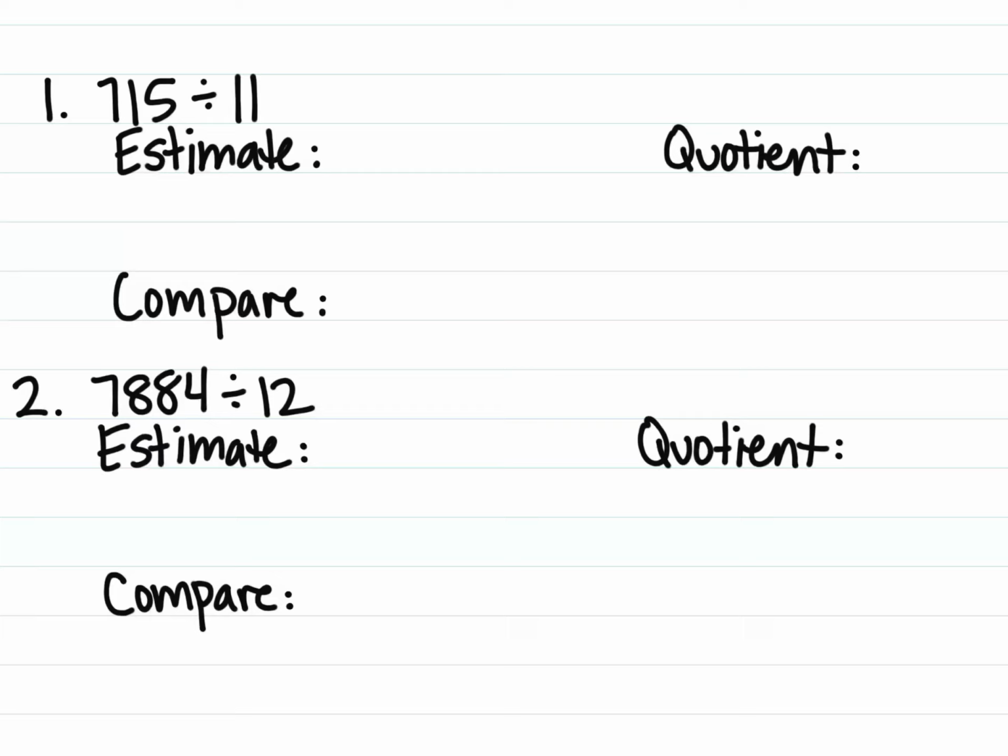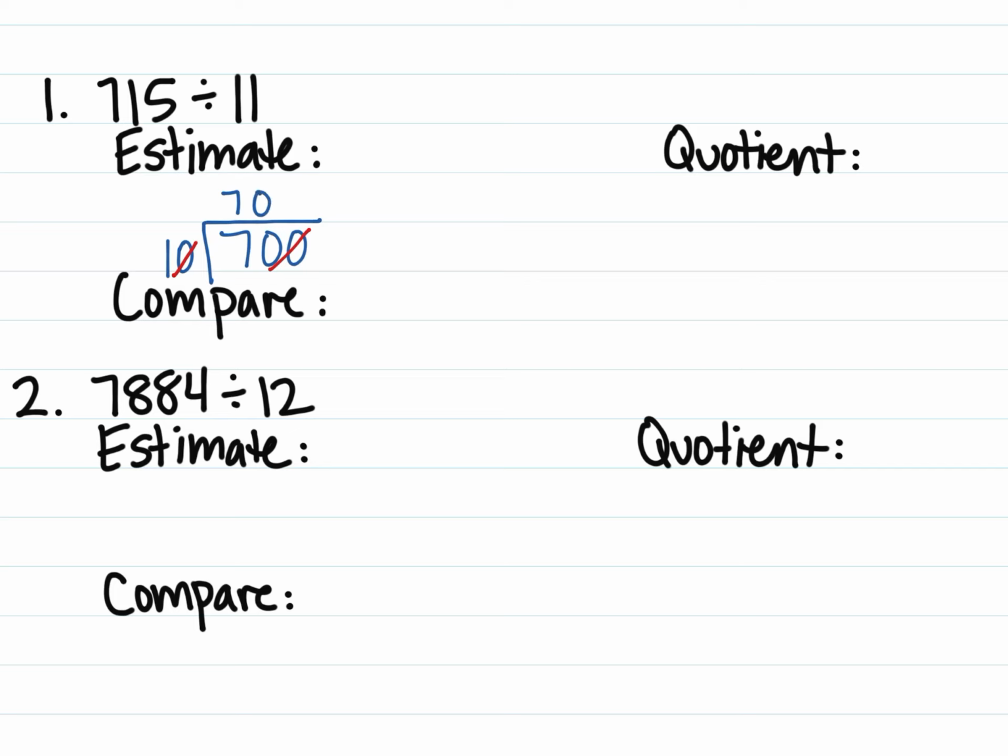So if we are going to round 715, that is closer to 700 than it is to 800. And 11 is closer to 10 than to 20. From class, we learned that we can divide a 10 out. Then 1 goes into 7 times, and then we would have that 0.